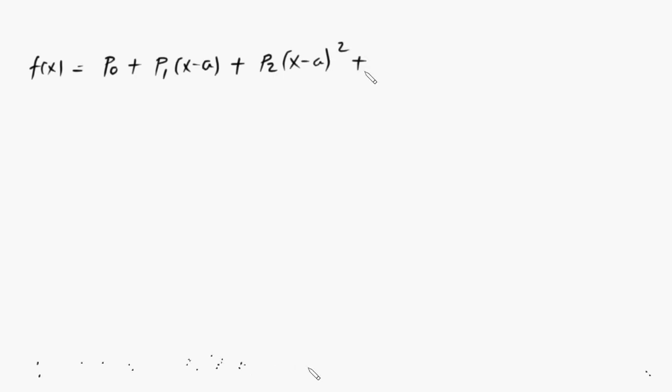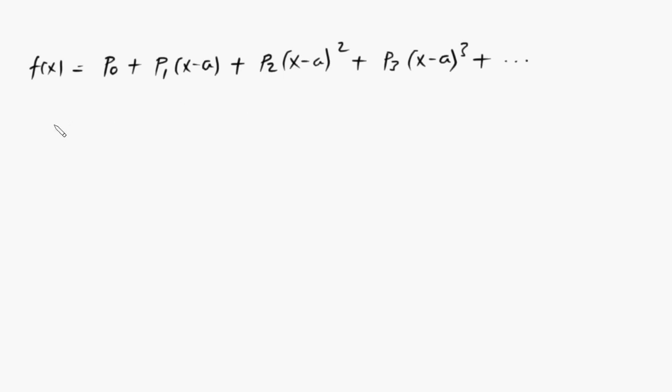If you have a polynomial function, f(x) is just p naught, a constant, plus p1 times (x minus a), plus p2 times (x minus a) squared, plus p3 times (x minus a) cubed, and so on. Let us see if f(x) can be expressed as a Taylor series.